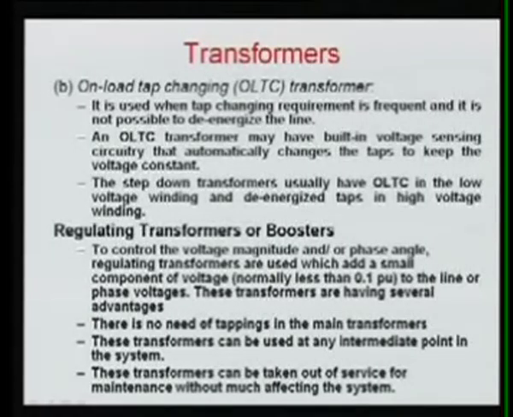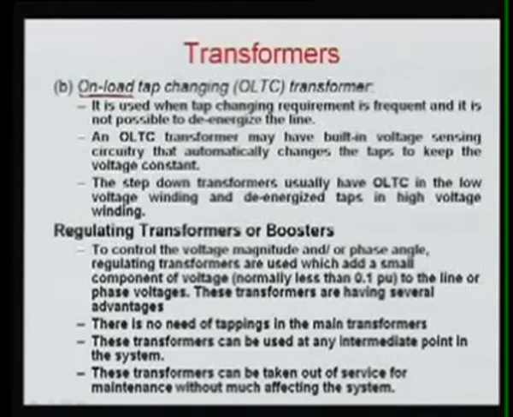Another type, of course that was off load, now it is called on load tap changing, also called the OLTC transformer. It is used when the tap changing requirement is frequent and it is not possible to de-energize the line, especially in the power line. Heavy bulk power transmission lines are connected with the lower voltage and higher voltage through a transformer, and it is not possible to take that transformer out, meaning it is not possible to de-energize it and then change the taps.